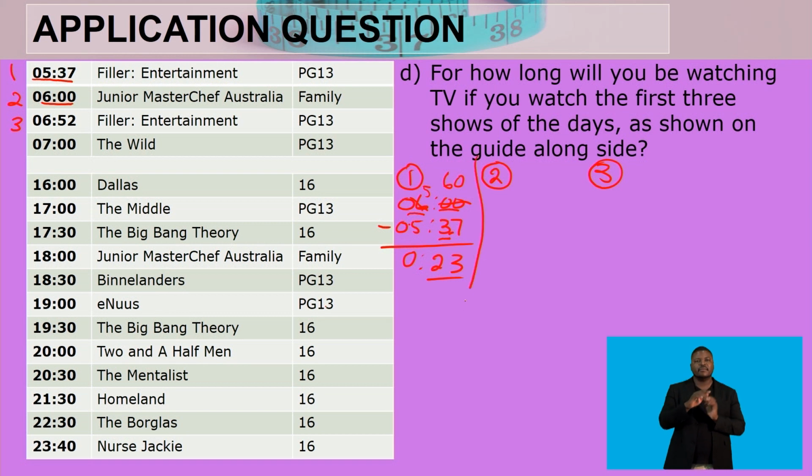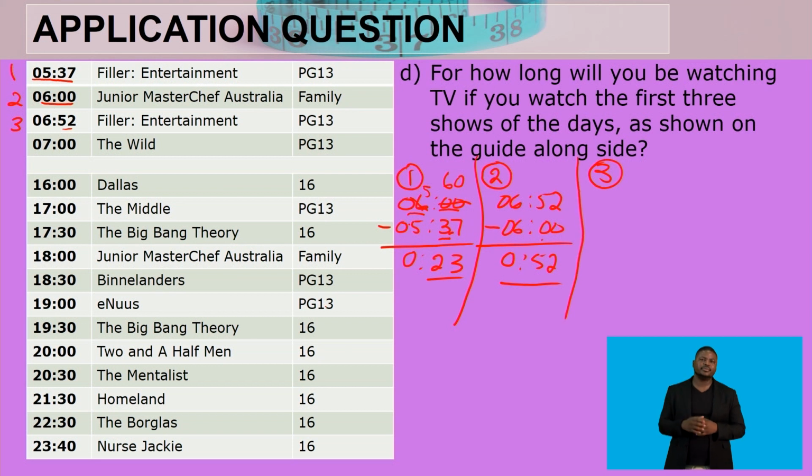Then the next show is Junior Master Chef. It starts at 6 and it ends at 6:52, which is 8 minutes to 7. So we have 6:52, then you subtract 6, which is the time at which it starts. So 52 minus 0, what is it? It's 52. Then what is 6 minus 6? It's 0. So it means it lasts for 52 minutes.